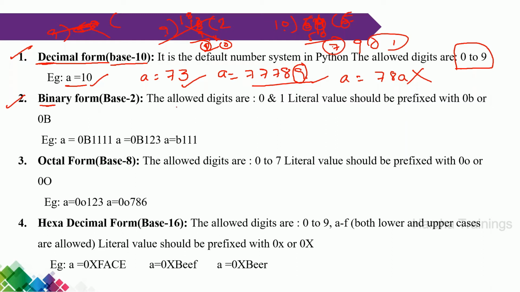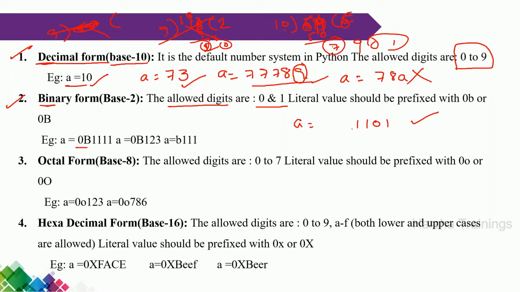Simply, what are the allowed digits? The allowed digits are 0 and 1. So, ignore this 0b. First, I will explain only the numbers. For example, A is equal to 1101. This is a binary number.